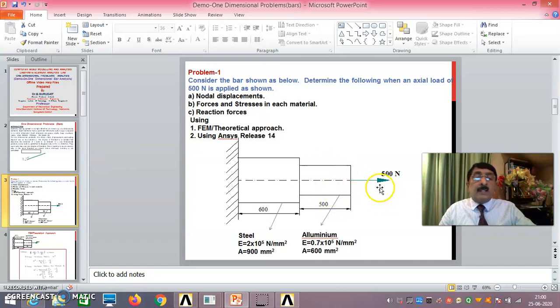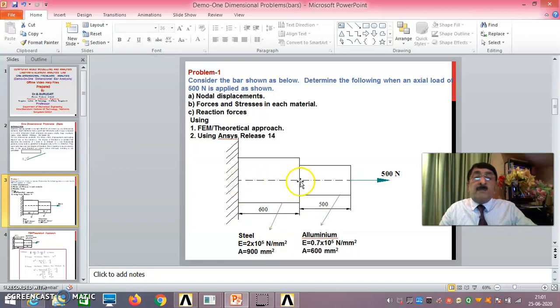When it is subjected to 500 Newtons, what exactly will they ask you? You see here, it is supported here. Naturally, the displacement here is 0. There will be displacement here and there will be displacement here. That means if this is U1, this is U2 and this is U3, U1 may be 0.